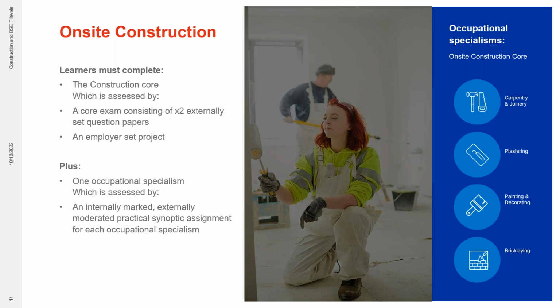So in the case of on-site, the T-level learner will either do carpentry and joinery, plastering, painting and decorating, or bricklaying. So they'll choose one of those routes, only one. They will only do one of those routes. So that's where they'll specialise in those particular occupations. So that's kind of an overview in terms of on-site.